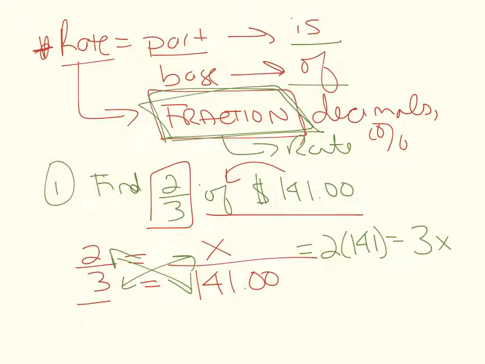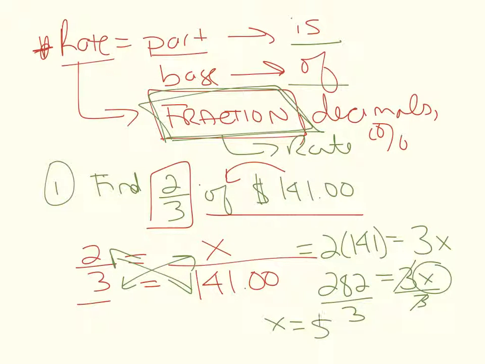So 2 multiplied by 141 is actually equal to 282, and we still have that 3x. Now to isolate for the part, I'm going to divide both sides by 3. So the 3's will cancel out on this side, isolating x. So x is equal to, and 282 divided by 3 is actually $94. And that would be the answer.